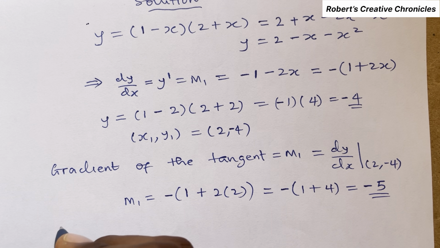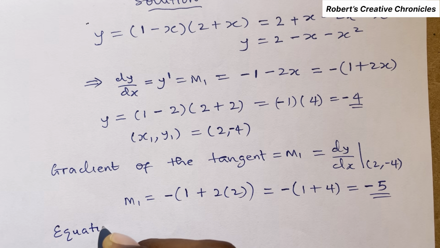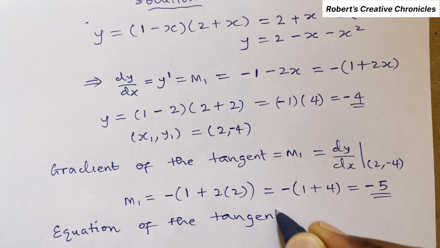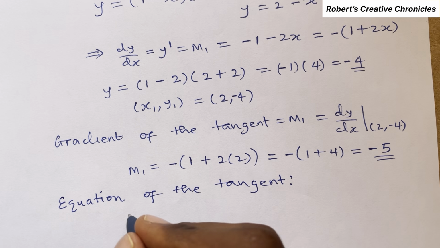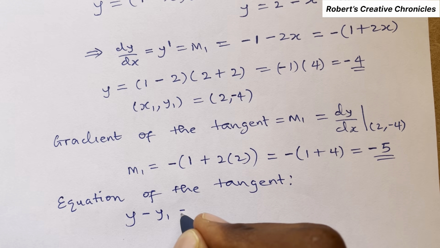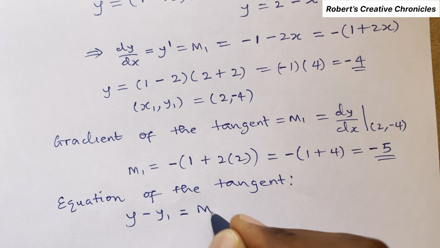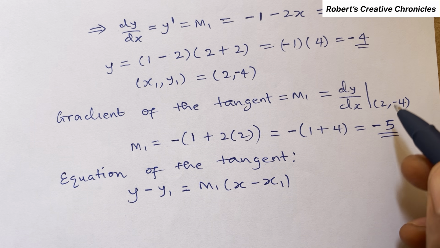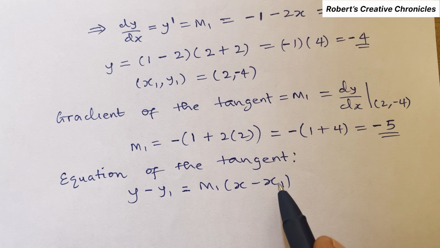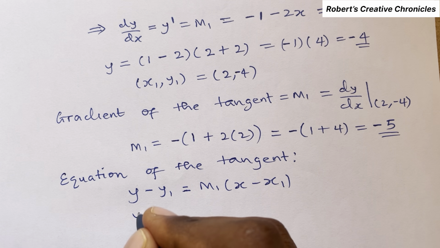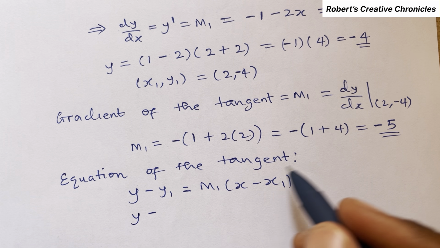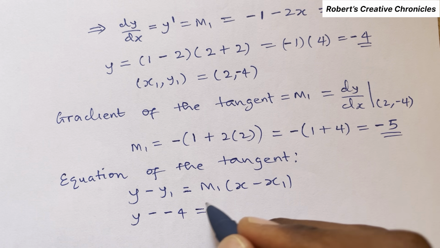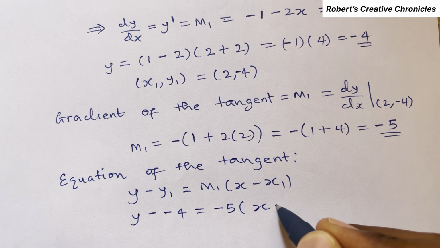Now we can find the equation of the tangent. Equation of the tangent is given by what? y minus y1 is equals to m1 (x minus x1). So this is the point we are going to substitute as y1 and x1. Then we have our m1. So it will be y minus what is y1? It's negative 4. It's equals to m1, which is negative 5, times (x minus 2).